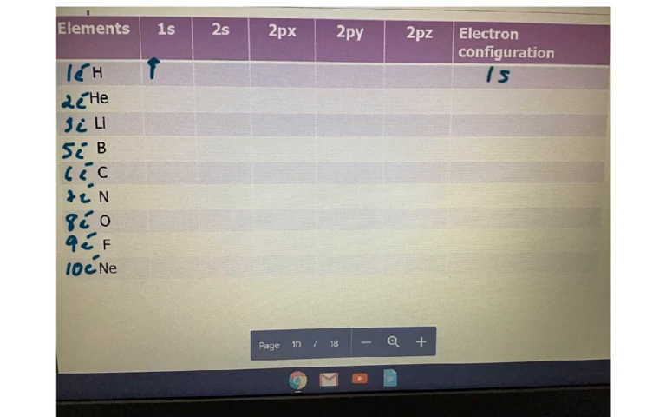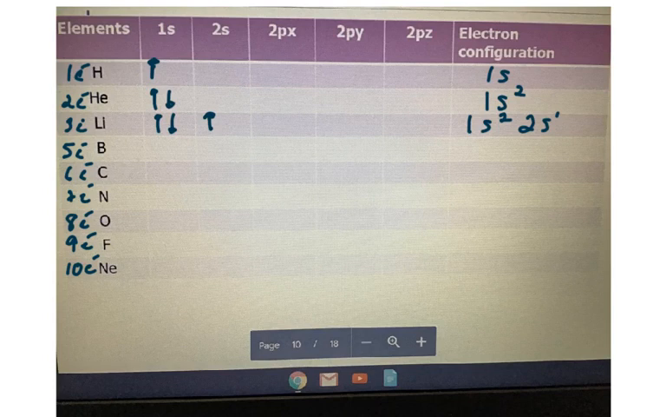For helium, I put in my up arrow just like I did for hydrogen, and then for the second one, I fill this entire shell and I put in a down arrow. And my electron configuration is 1s2, like that. Lithium, we fill in the up arrow, and then we do the down arrow, but I still need one more, so I put an arrow here. So that electron configuration becomes 1s2, and then it becomes 2s1 because we put 1 arrow in that category.